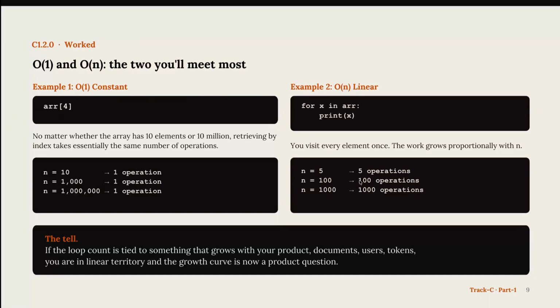See, if the loop count is tied to something that grows with your product, like documents, users, tokens, you are in linear territory. Yeah, the growth is linear. And the growth curve is now a product question. Hey, how much will it grow by in a week? How much will it grow by in a month? How much will it grow by in a quarter and a year? That's the question that a product manager needs to answer, because correspondingly, the engineering team will take a decision.